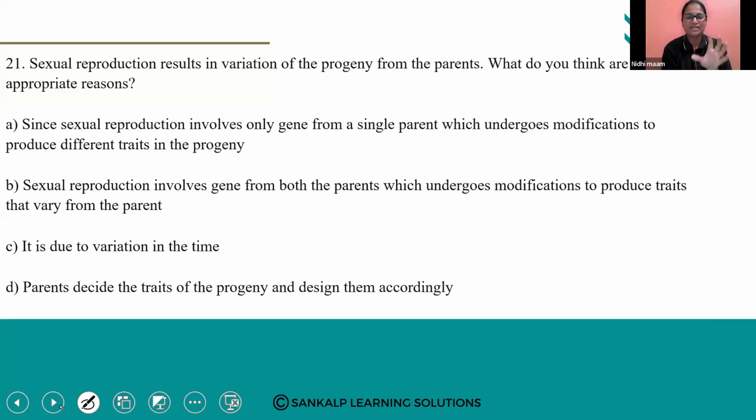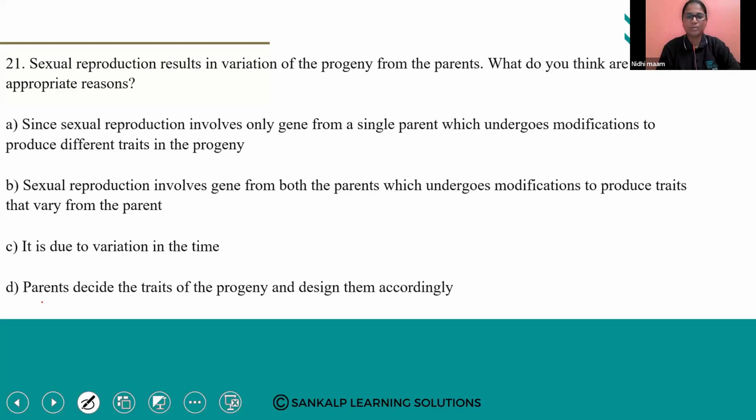Next, sexual reproduction involves genes from both the parents which undergo modification. It is due to variation in the time. Parents decide the traits of the progeny.